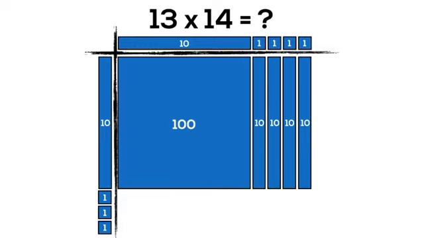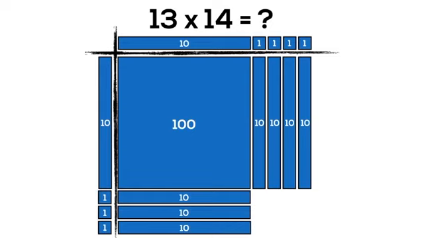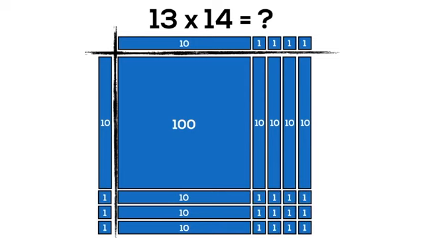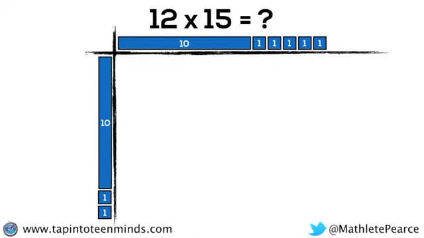Repeating the same logic for the 3 remaining units from the factor of 13, we then multiply 3 by the 10 rod to get 30, or 3 10 rods, and multiply 3 by 4 to get 12 individual units, for a final product of 182. So let's do one more and then make a connection to stick or line multiplication. This time, we'll look at 12 times 15.